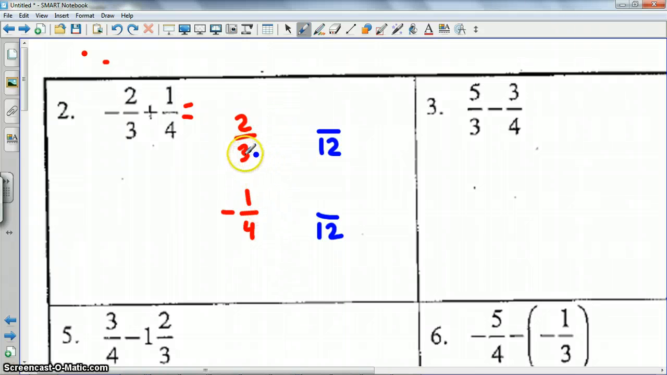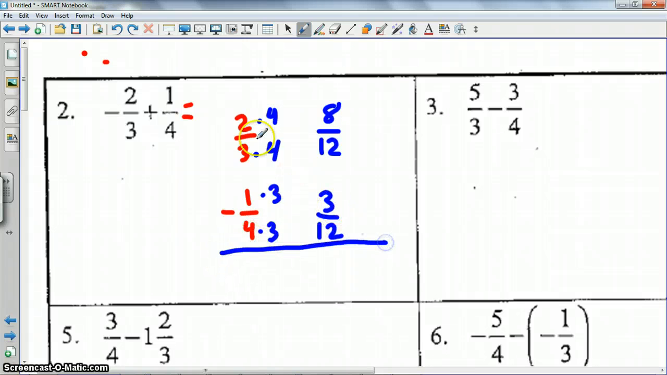First, what did I do to 3 to get 12? I multiplied by 4. With fractions, to keep them equivalent, we have to do the same thing up top as well. 2 times 4 is 8. Basically, what you do to the bottom, you do to the top, and it keeps the fraction equivalent. We do the same thing down here. What times 4 makes 12? Well, 4 times 3. So we do the same thing up here, and we get 3. So we have 8/12 minus 3/12, which equals 5/12.